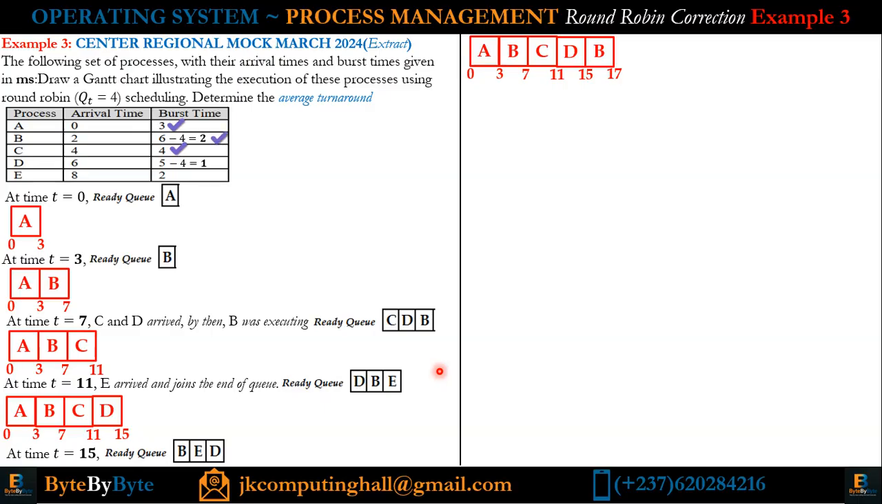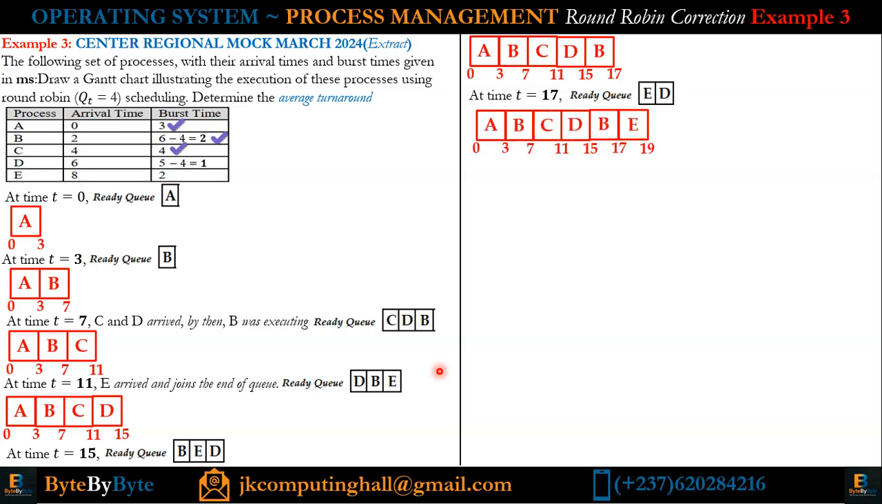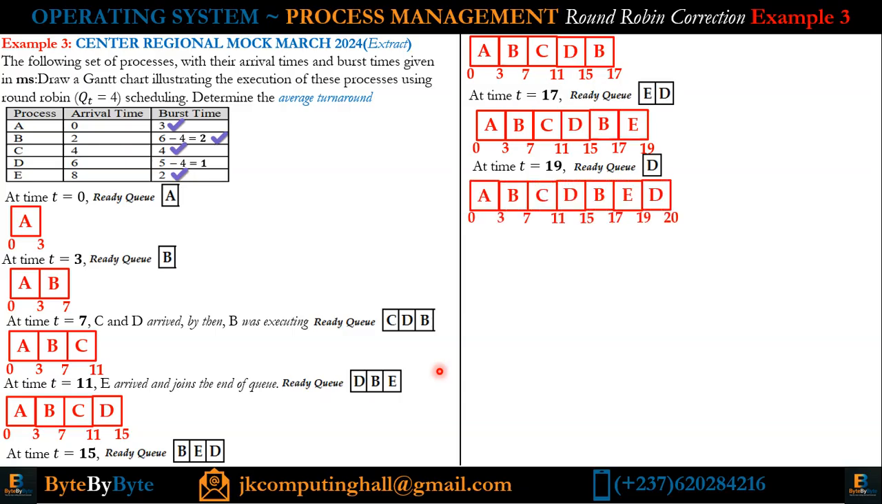From there now, B is done with execution. So in my ready queue now, I have E, then D. And E needs only 2 units, so E will execute from 17 to 19. That's how E is done with execution. And now in my ready queue, I'm left only with D, which only needs 1 unit. So that's how my Gantt chart is coming about for the round robin for this particular example.